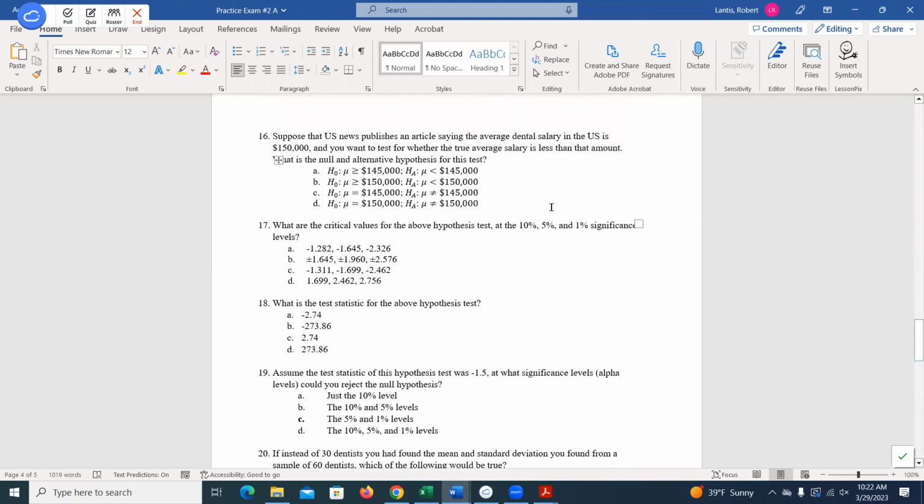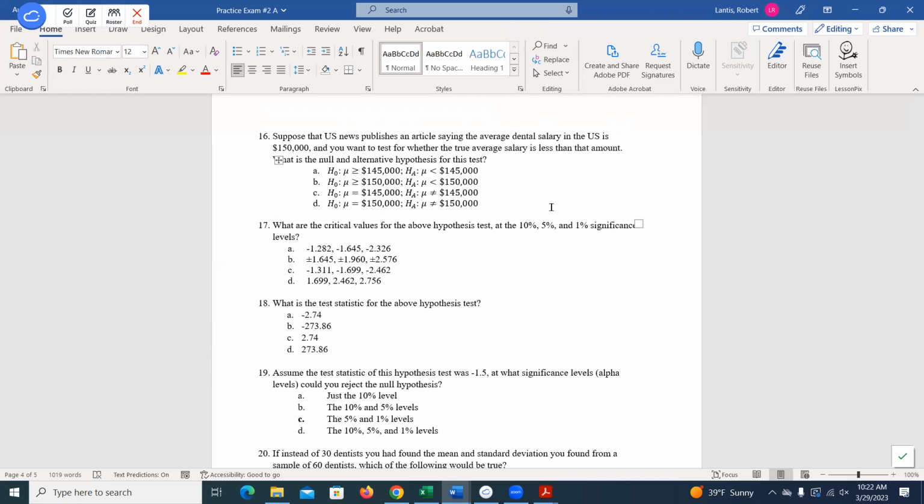We've got, okay, there's something that publishes this information. What is it? The US News publishes that the average dentist salary is 150,000. You're not convinced, and you think that it's less than that amount. Right? So I want to test for whether or not the dentist salary is less than this reported amount of 150,000. Okay? So whatever I want to test for, that's my alternative hypothesis.